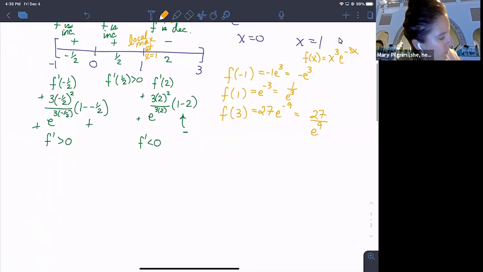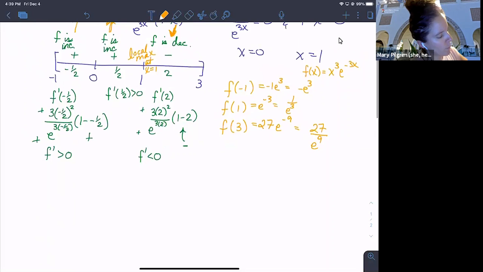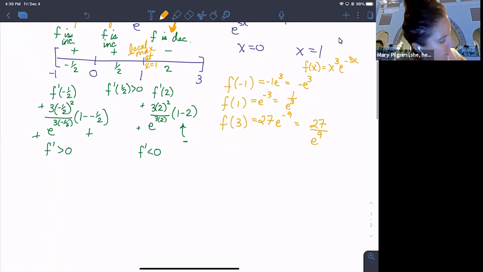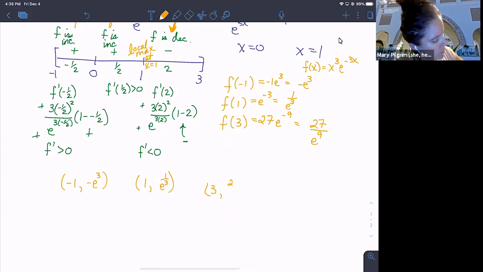Let's summarize what we have here. We know we have a local maximum at x equal to 1. We were increasing away from the x value of -1, so that's quite possibly a minimum, and then decreasing down to our x value of 3, and we've got our function values. We've got -1, comma, -e cubed, and we've got 1, comma, 1 over e cubed, and we've got 3, comma, 27 over e to the 9.